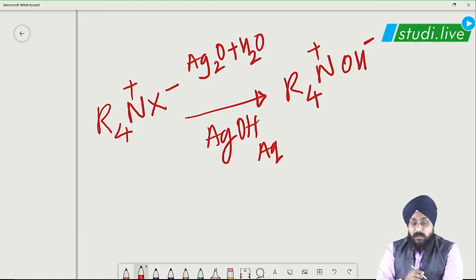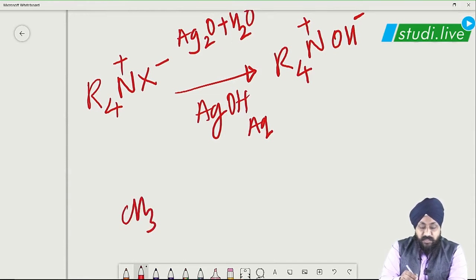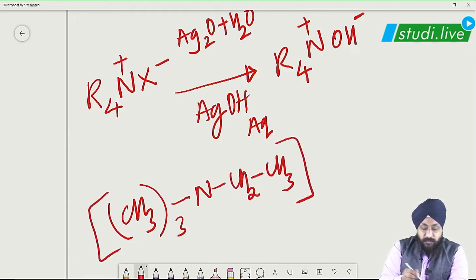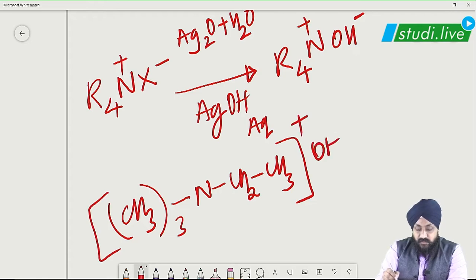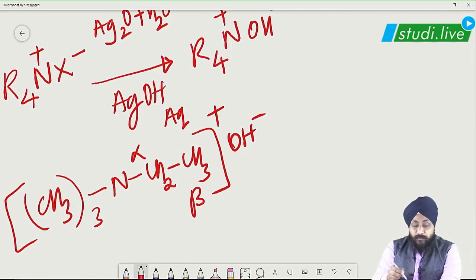Now students, here Hoffman's elimination is going to happen. There is going to be something like this: N with three R groups and CH2CH3, everything positive, and here it is OH−. Now students, what is this? This is your alpha carbon, and this is going to be your beta carbon. When you are heating it, it will undergo beta elimination.